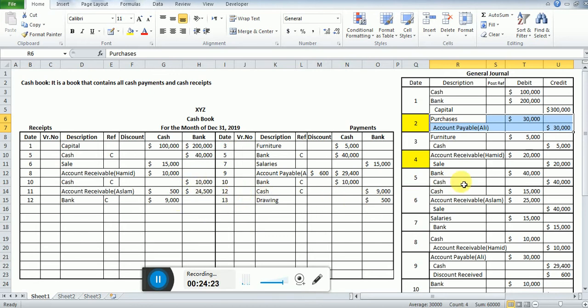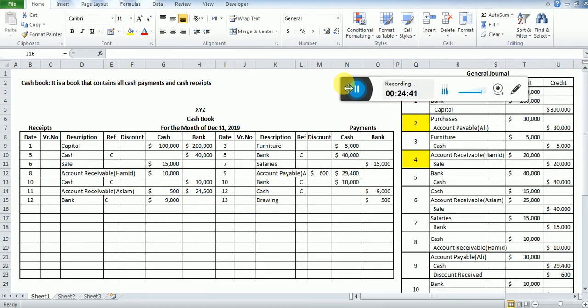All those transactions where there is cash, bank, or discount, either on the debit side or on the credit side, you have to post them into their respective columns. Okay, dear students, now we have to balance this cash book. Very easy.